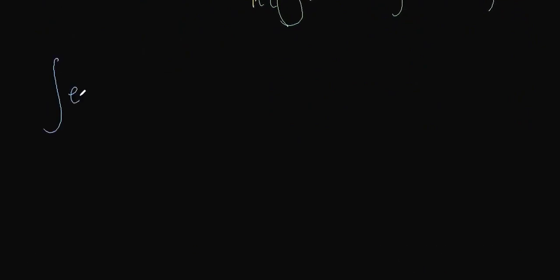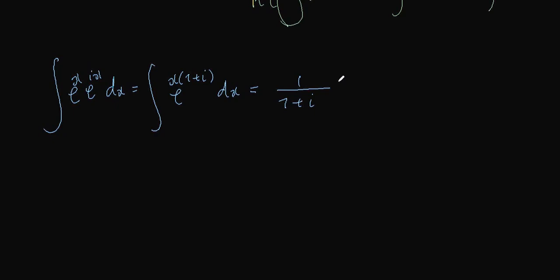that if we solve the integral of e to the x times e to the ix, which is equal to e to the x times (1 plus i) dx, the integral of this is going to be 1 over (1 plus i), and then e to the x times (1 plus i). So this is the result. So it was very easy to get. Now the purpose here is to get the real part. So what we're looking for is the real part of this solution.